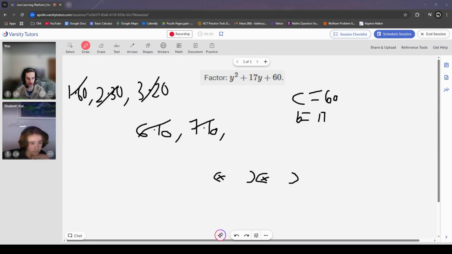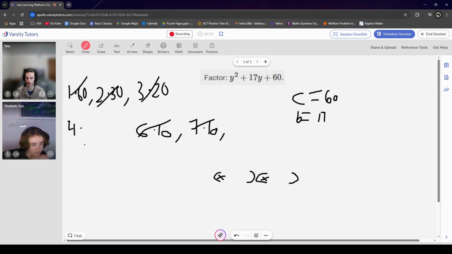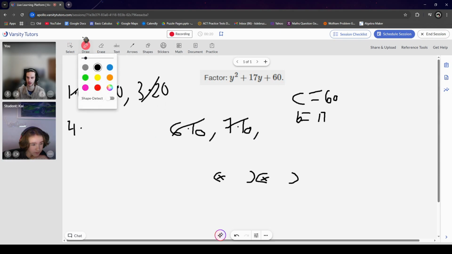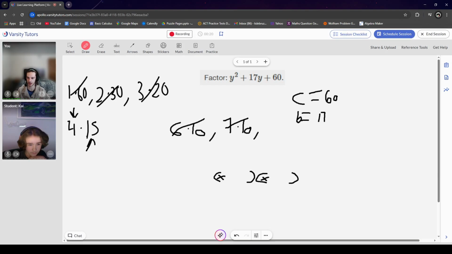So what about when we have a multiple of 4? What times 4 equals 60? 12? Wait, no. 15. Yep, 15. The easy way to figure out what this number is is just to do 60 divided by that number. Unfortunately, that doesn't add to 17. So now let's check our 5.